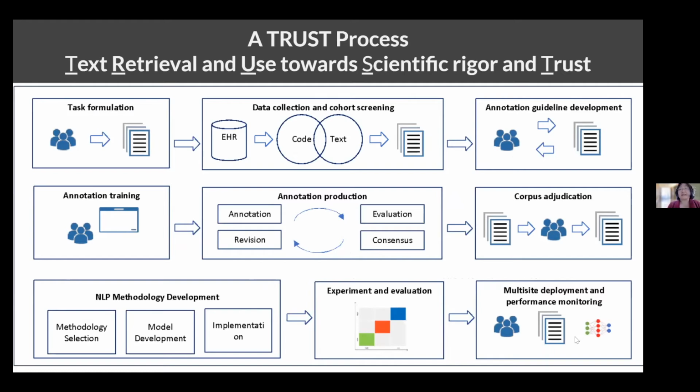We view the task as sometimes challenging if you want to ensure scientific rigor. Yes, it is quite expensive because you need to go through the whole development life cycle of AI or machine learning algorithm development, which involves data curation, annotation, resource creation, and from that multi-site deployment, performance monitoring and evaluation. This is the piece we call a trust process. You need to make your text data accessible and retrievable, and this is not enough. You also need to use that to help improve scientific rigor and trust in clinical research.